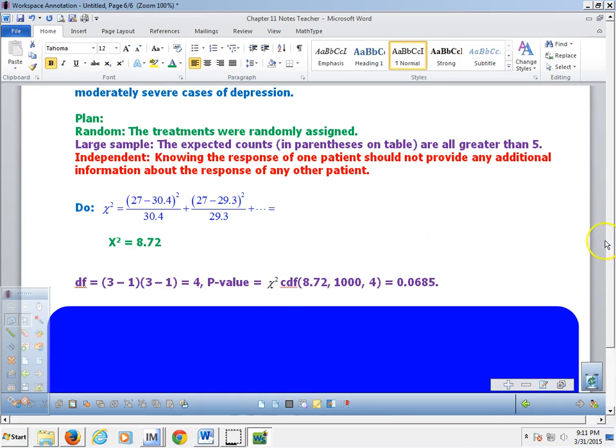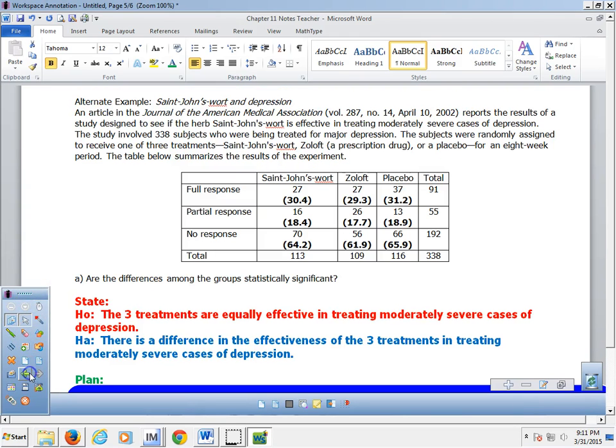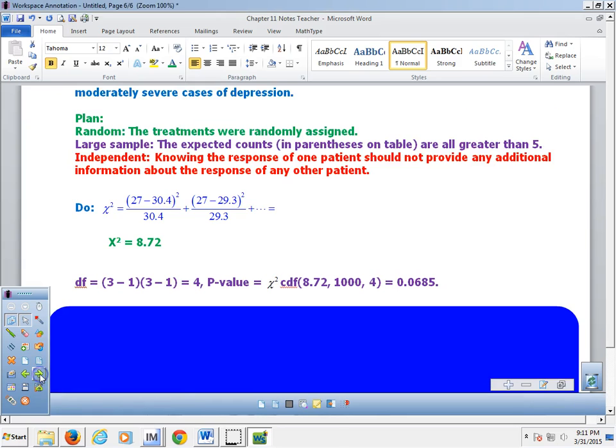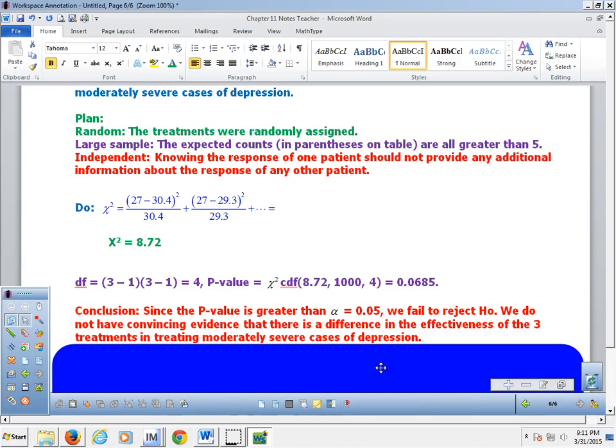I'm not sure that we ever actually went through and defined our test, which we should have, and defined our alpha. That's shame on me. But our conclusion, since the p-value is greater than alpha, we fail to reject the null. We do not have convincing evidence that there is a difference in the effectiveness of the 3 treatments in treating moderately severe cases of depression.